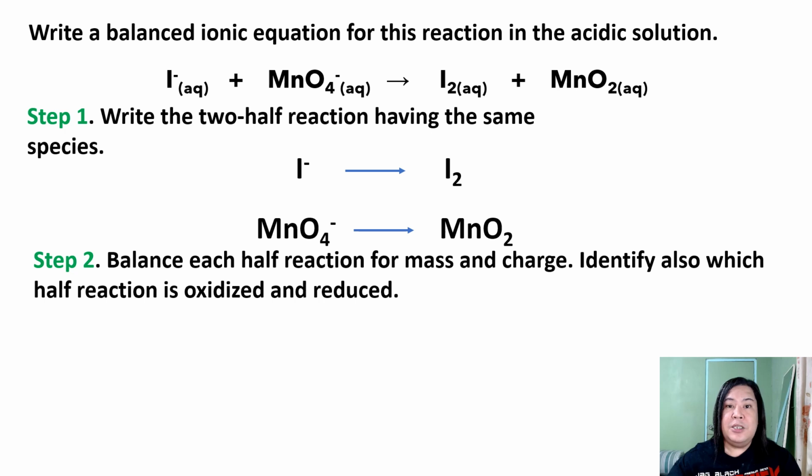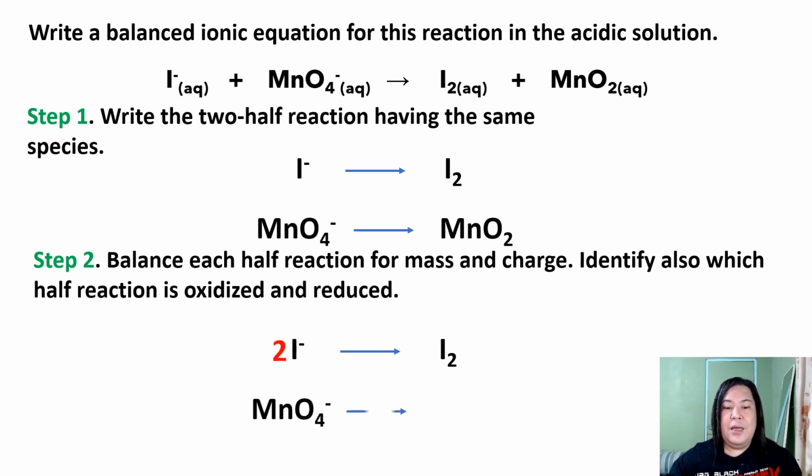Then step 2: balance each half reaction for mass and charge. When we say mass, we're dealing with the numerical coefficient that is written before the symbol of any ionic substance. Identify also the half reaction that is being oxidized and reduced. In our example, the iodide ion yields the molecular iodine. As you can see, we have to balance the mass. Iodine in the product side has 2 iodine atoms, while in the reactant side it's 1, so you simply add 2.